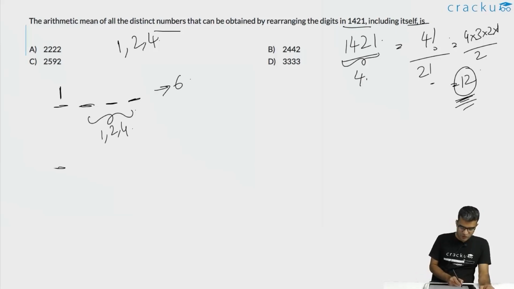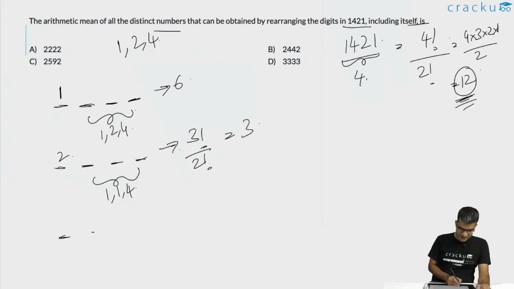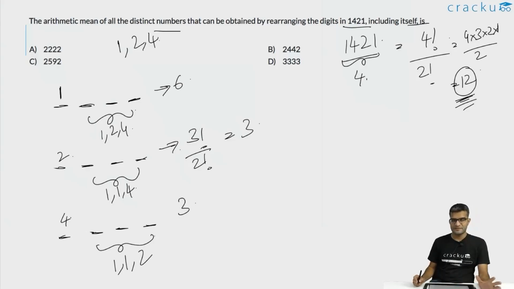How many will have 2 as the thousands digit? In that case, the remaining 3 numbers have to be 1, 1 and 4. There are a total of 3 digits, but 1 is repeated 2 times. So that will be 3 factorial divided by 2 factorial, which is equal to 3. There are 3 such numbers. And how many numbers will have 4 as the thousands digit? Here we will have 1, 1 and 2. So again we will have 3 such numbers.